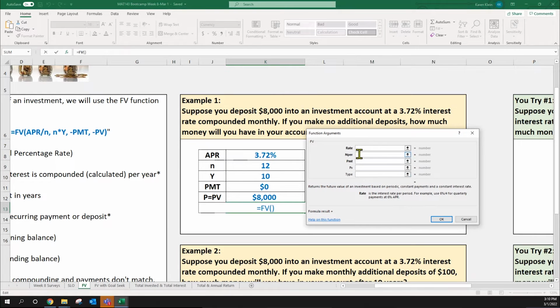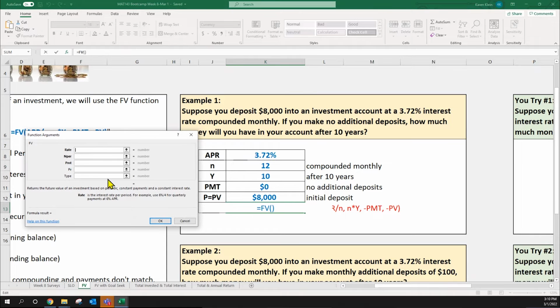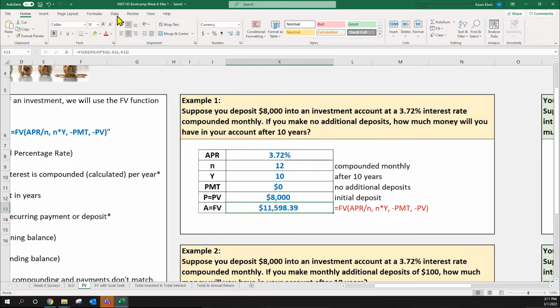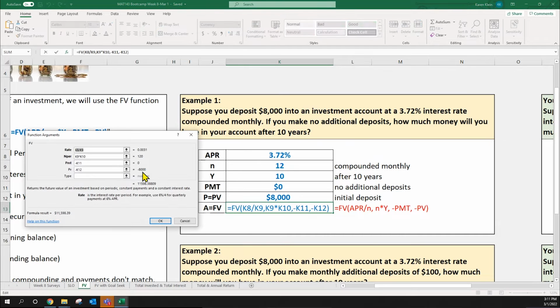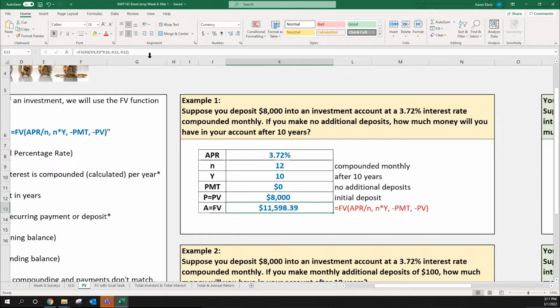This will help us keep all of those values separated. Now, of course, I still need to know what's going to go where. So my rate is going to be APR. I'll highlight APR, and we're going to divide by our N. The NPR is going to be N times Y. Our payment, we still say negative, and we're going to highlight that PMT value, and then we have negative, and we're going to highlight the PV value, and then we hit OK. So that's another way for you to enter in this information here.